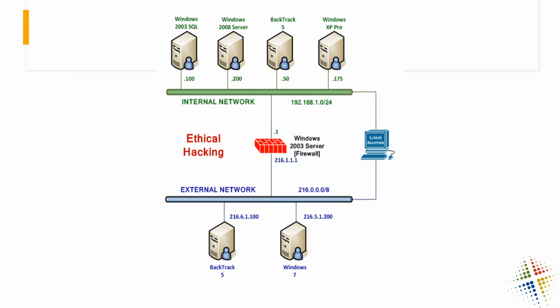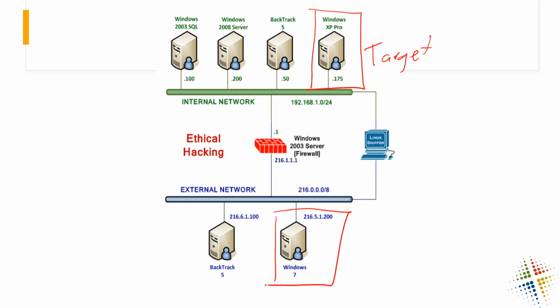So if we look at our network diagram here, we're going to be working on two different machines. One of them is this Windows XP Pro. This is our target. This is the machine we are going to attack, and we are going to attack it with a Trojan. The machine we're going to be attacking from is this Windows 7 machine. So we are going to use the Windows 7 machine to go through the firewall and attack the target. There are a couple of different things we're going to be doing here: one, using Poison Ivy; two, configuring that as a Trojan so that it will look like something that it's not; and then three, using a little bit of social engineering in order to get our tool to work remotely. So let's go ahead and get started.